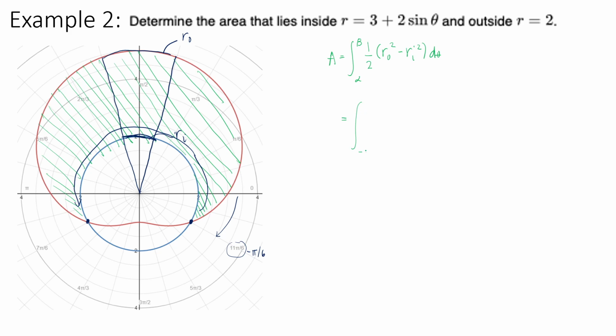Okay, so this is negative pi over 6. And then the upper portion should be bigger than the lower limit, diba? So that's 7 pi over 6. And then 1 half, multiplied by r outer squared first. So that would be the red graph, (3 plus 2 sine theta) squared. Then minus the inner portion, that would be just 2 squared. And then d theta.